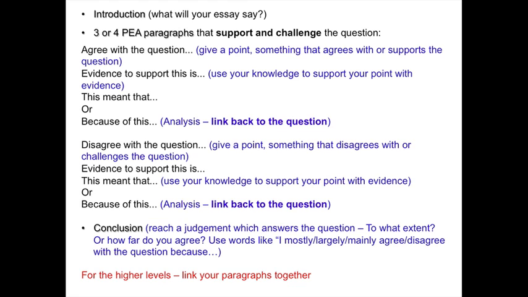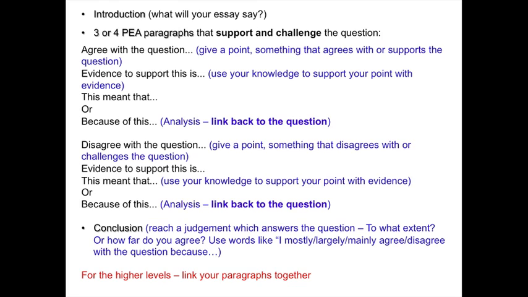Always linking back to the question you've been asked. Make a point to disagree with the question, something that challenges or disagrees with the question, evidence to support it, and again, link your answer back to the question that you have been asked. You must end a 16 mark question with a conclusion.